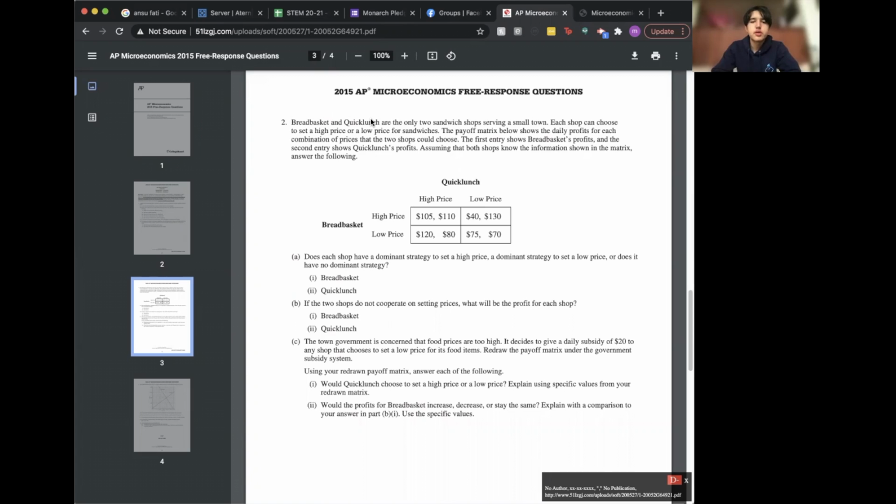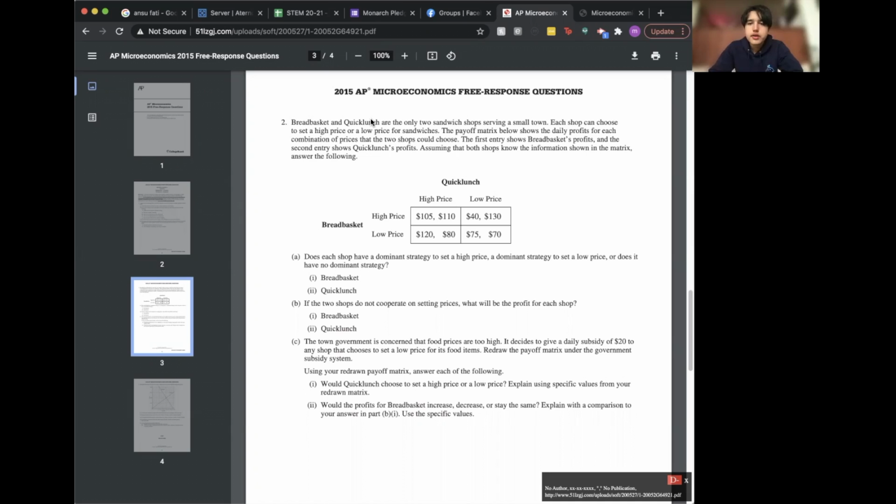So let's start. Breadbasket and Quick Lunch are the only two sandwich shops serving a small town. From that, we can take that this is most likely about game theory or strategy, and definitely something related to an oligopoly, which is essentially where a few major companies compete for the same consumers because they're the only major companies in that market.